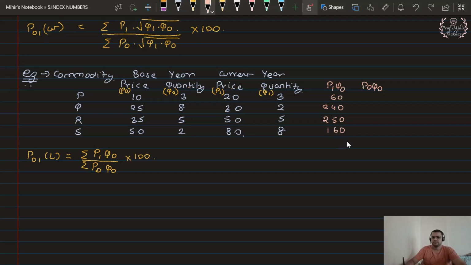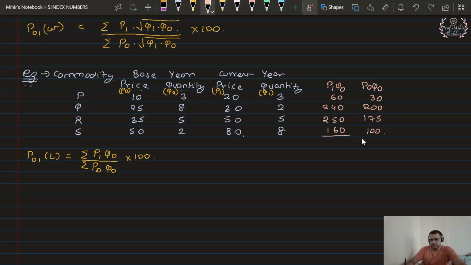In a similar manner, you can take P0 into Q0. So these values: 10 into 3, 30; 25 into 8, 200; 35 into 5. If you know directly, it's very good, but if you don't know, just multiply the numbers as you do normal multiplication. 5 into 5 is 25, and 5 into 3 is 15, plus 2 is 17. So you can also do it like that. 2 into 50, that is 100.